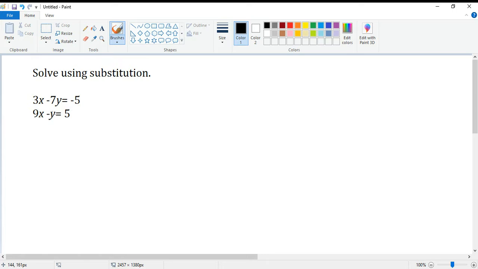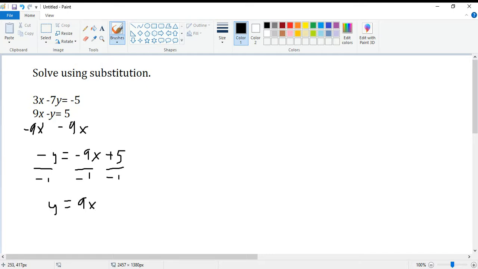To get this y alone, let's start by subtracting 9x from both sides. Don't forget that negative is still in front of the y. Now divide both sides by -1. So we have y equals positive 9x minus 5.